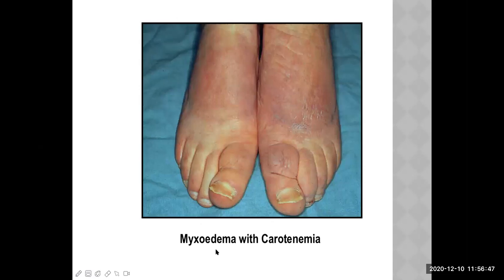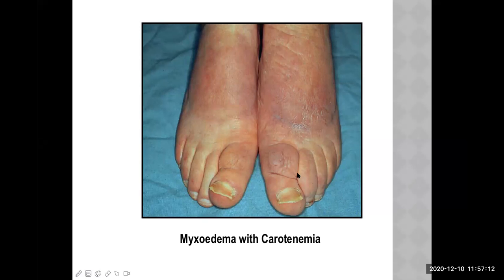See this, myxedema with carotenemia. See this deposition, such a thick, coarse skin on the dorsal aspect of the foot. And look at the slightly yellow appearance there. This yellow appearance is because of carotenemia.